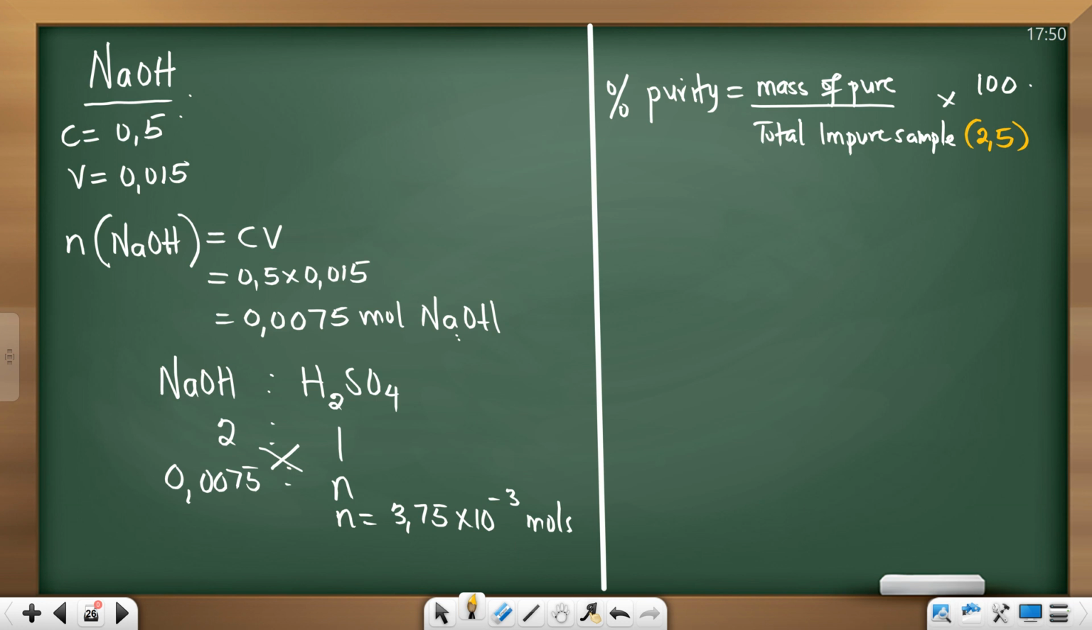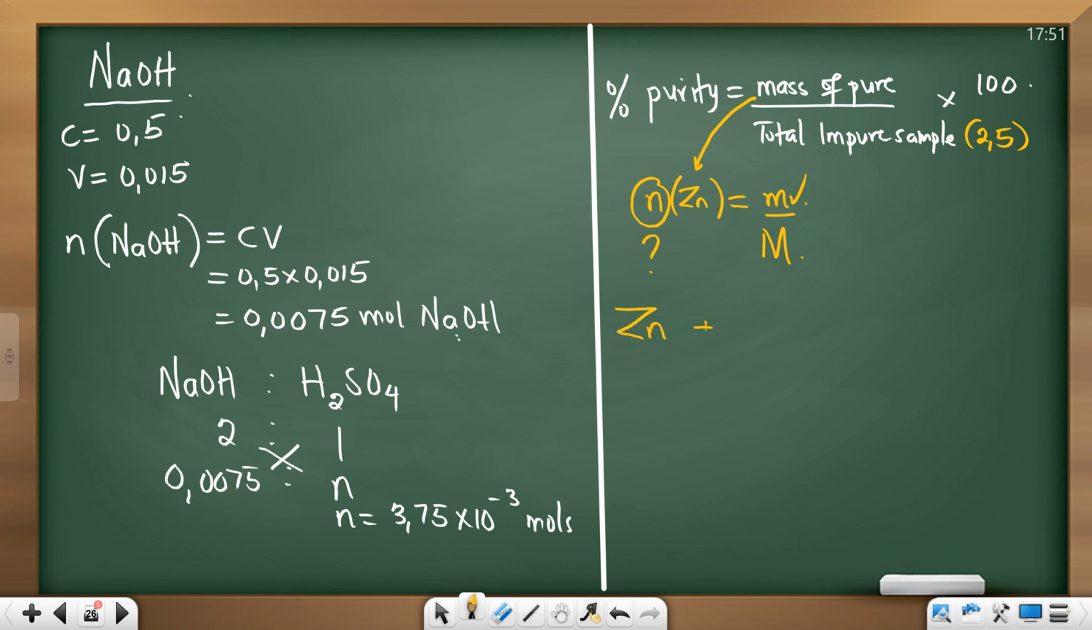What do I need? I need this guy. How do I get mass? Number of moles of zinc should be equal to mass over molar mass. So, draw your flow chart as well. If I can get this mass, I'll bring it here and then I'll calculate. But for me to get this mass, what do I need? Number of moles.